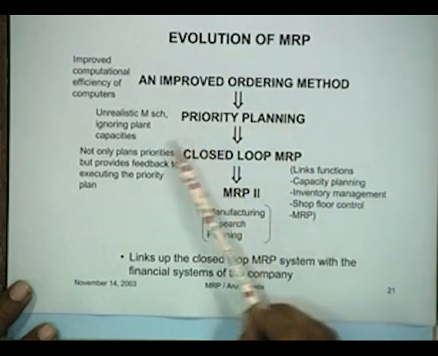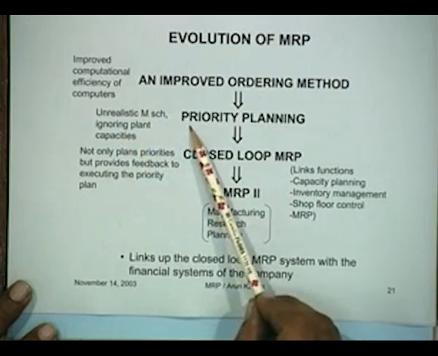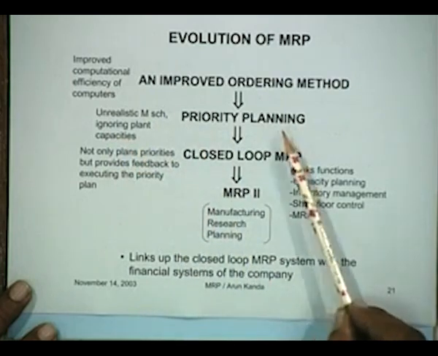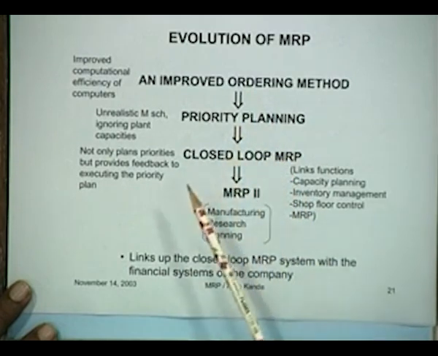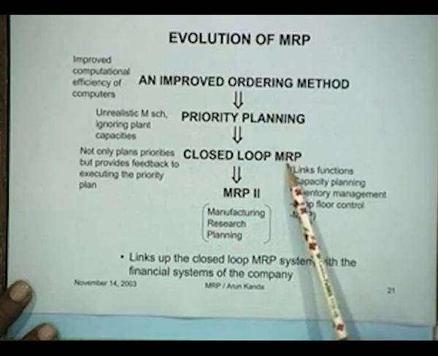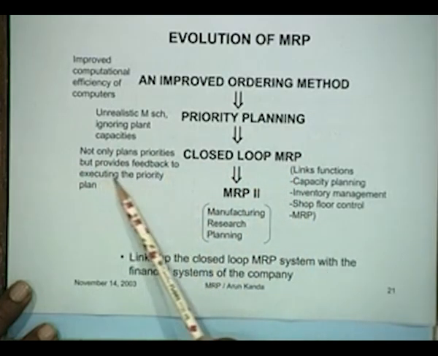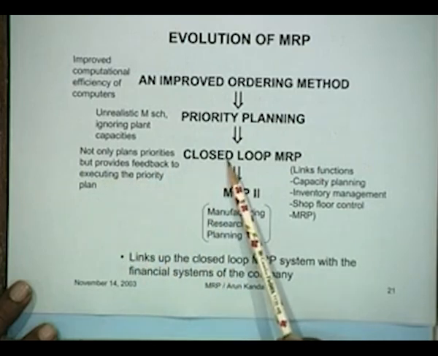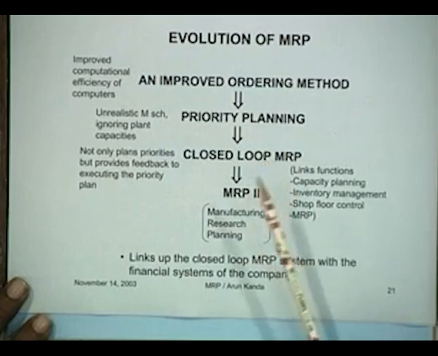And then you can talk about unrealistic machine schedules, ignoring plant capacities, and therefore you can do priority planning on that basis in the second stage of evolution. And then when you graduate further, you can talk about what is called the closed loop MRP, which not only plans priorities but provides feedback to executing the priority plan. See, for instance, the major defect with the MRP system is, once you calculate the material requirements, you do not know whether you have the capacity to actually deal with those requirements because there was no capacity check.